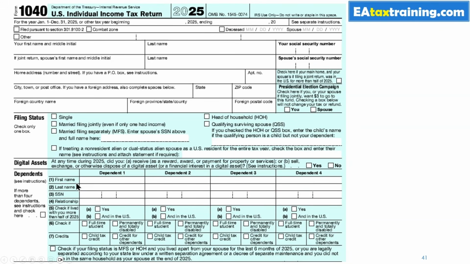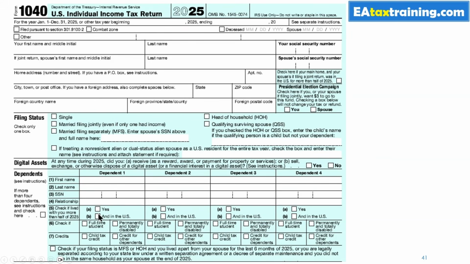Then we have this section for dependents, and this is revised for 2025. There is more information here than used to be required. So you've got their name, you've got their social security number, and their relationship to you. That is the same as we had before. But now you've got this box, check if lived with you for more than half of the year, because that is important for various things.